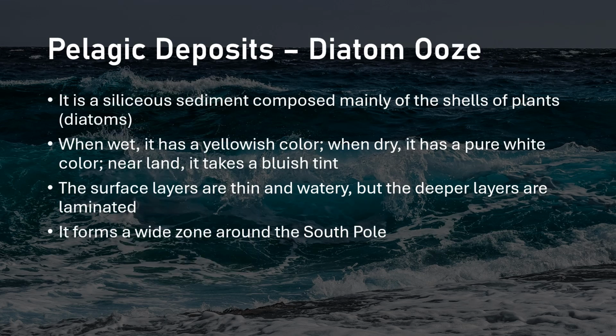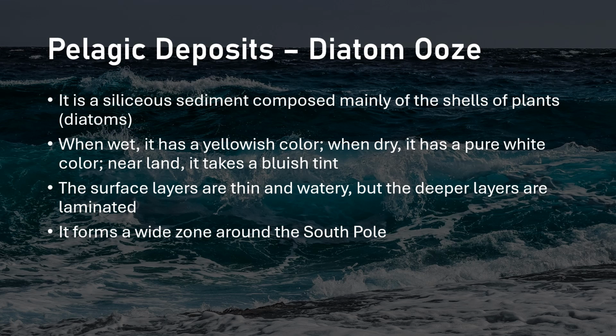Diatom ooze is a siliceous sediment composed mainly of the shells of plants, diatoms. It is found in high latitudes in both hemispheres and originates in the phytoplankton. The name was introduced by Murray in his Challenger report and applied to a deposit which, when wet, has a yellowish straw or cream color. When dry, it is nearly pure white, resembling flour. The surface layers are thin and watery, the deeper layers laminate. Near land, it takes on a bluish tint.